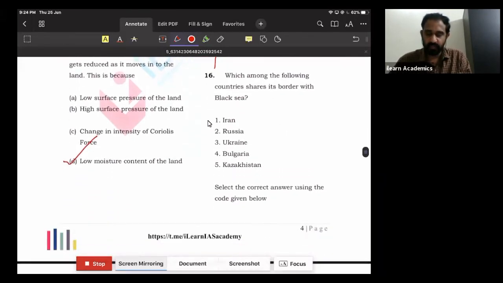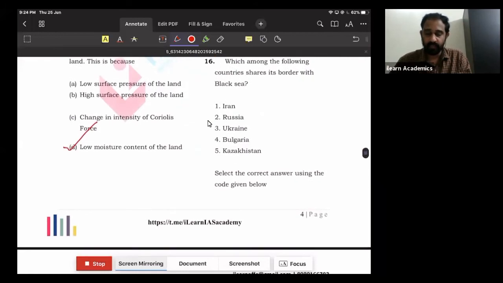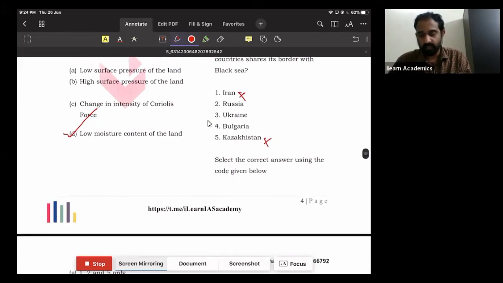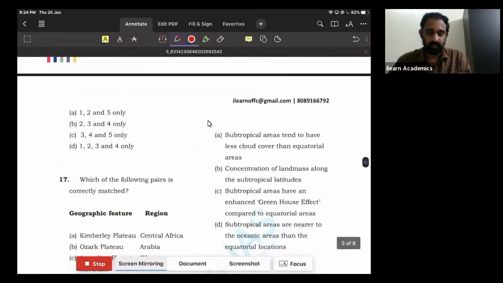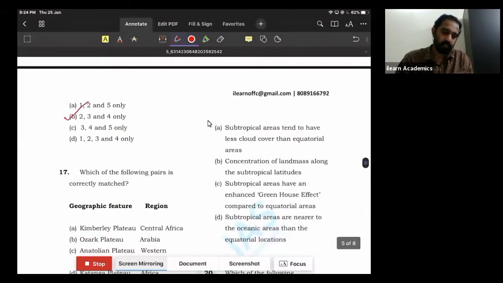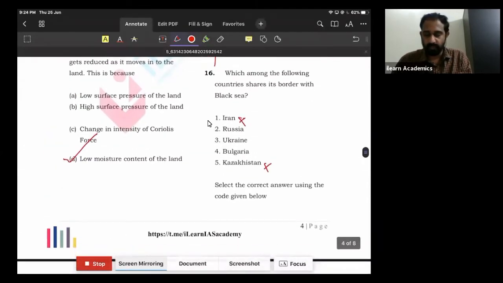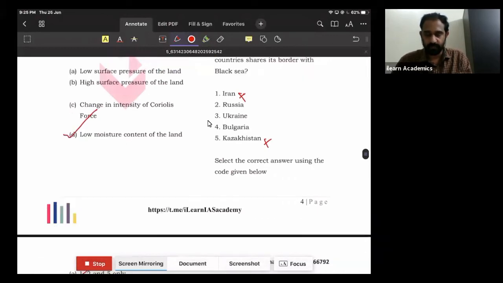Question number 16, and again another map-based question. Which of the following countries shares a border with Black Sea? So you can eliminate Iran. Iran is on the border of Caspian Sea. Similarly, Kazakhstan, another important country located along the borders of Caspian Sea. So the answer is B, 2, 3, and 4 only. Can you add other countries to this list? So there is Turkey, Romania, Bulgaria, Ukraine, Russia, and Georgia, 6 countries, right?